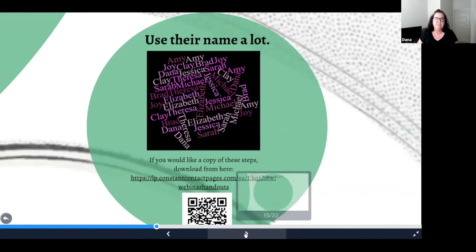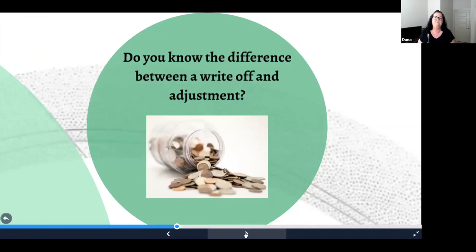All right. So do you know the difference between a write-off and an adjustment? A write-off is the number that we take for being in network with an insurance company. It's the write-off amount between the insurance allowable and our office fee. That's a write-off. An adjustment is anything we do after the fact. After we get the insurance check, an adjustment is anything that affects our bank account, whether it's up or down, right?